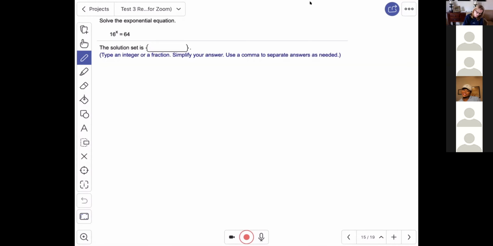All right. So for this one, I solved the exponential. If you can rewrite it, which I can, 16 is 4 squared.